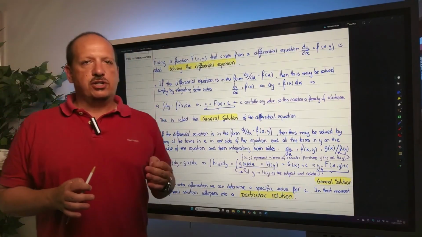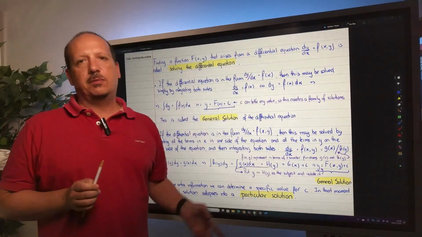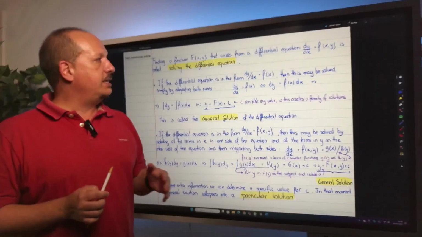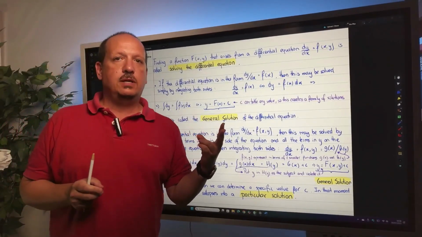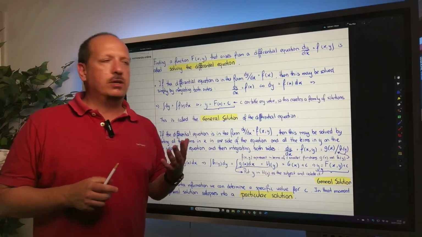You may have two situations. Either the differential equation is in terms of one of the variables alone, let's say x, or it is in terms of the two variables. Okay? If it is one variable alone, you are already familiarized with this.